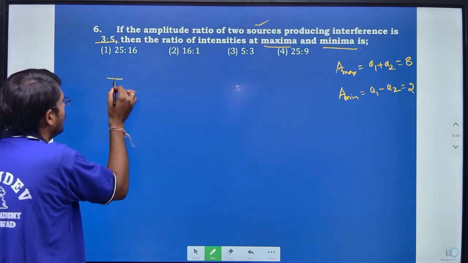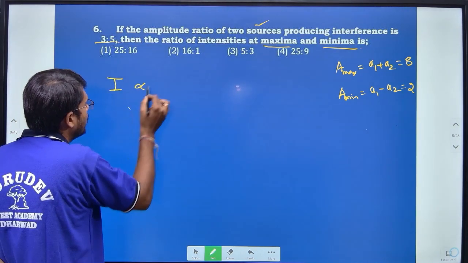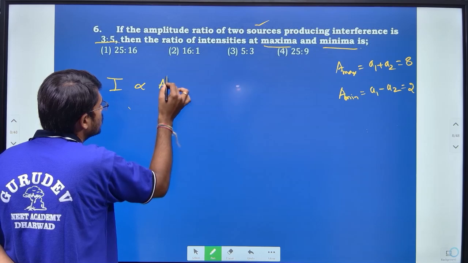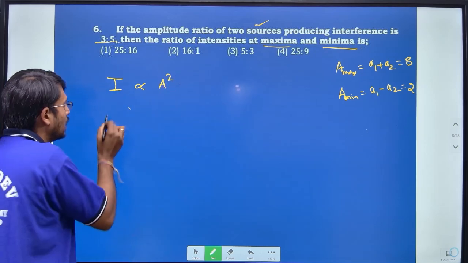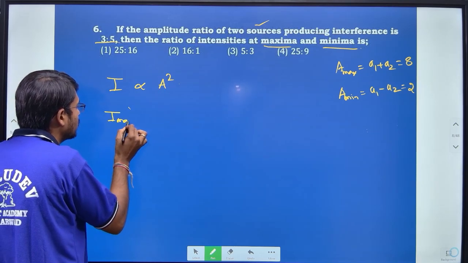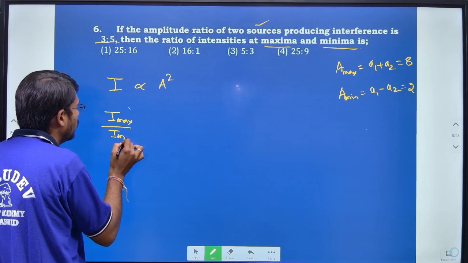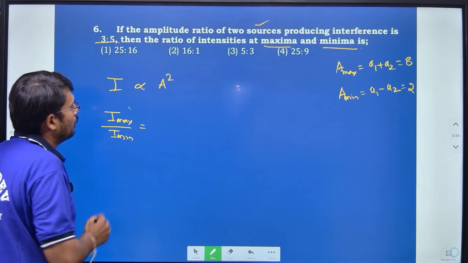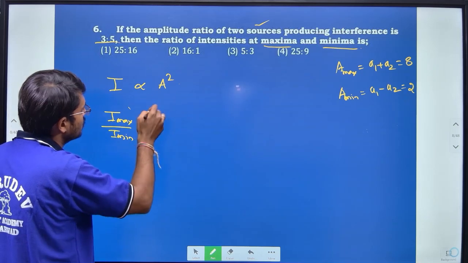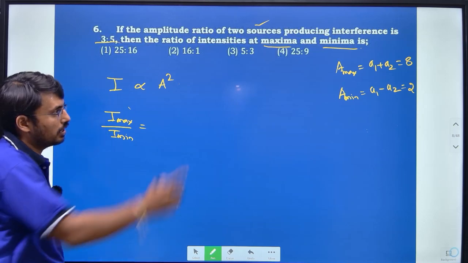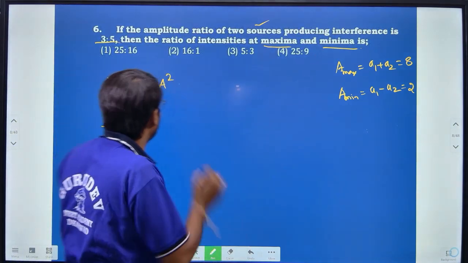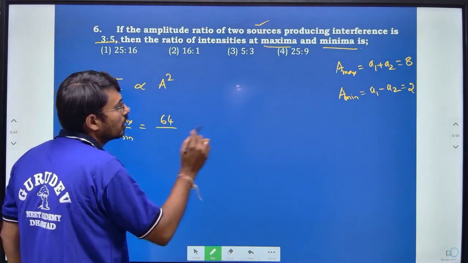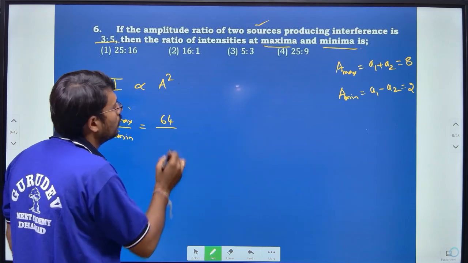And the ratio of the intensities of maxima and minima: intensity is directly proportional to the square of the amplitude. As a result, we have to find I max divided by I minimum, which is equal to A max square divided by A minimum square. A max square will be 64, and A minimum square will be 4.